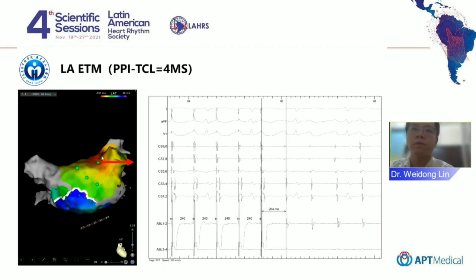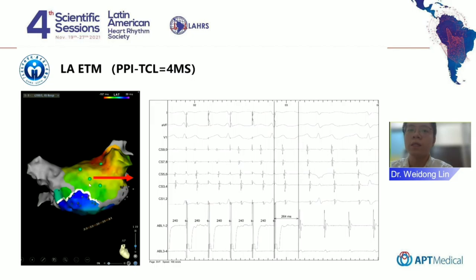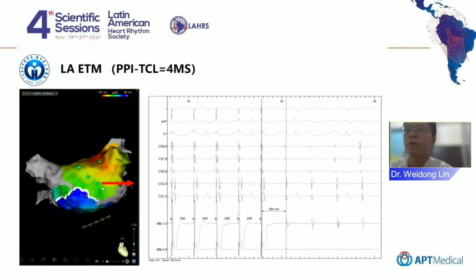Here we can see the post-pacing interval minus the cycle length was very good. And then here is just so-so, not so good, about 24 milliseconds. And here is very good, about 4 milliseconds. Here, very good, 4 milliseconds. That means it may be a reentry tachycardia around the mitral isthmus. And then the activation is from here to here.